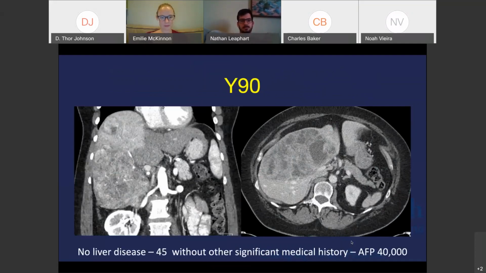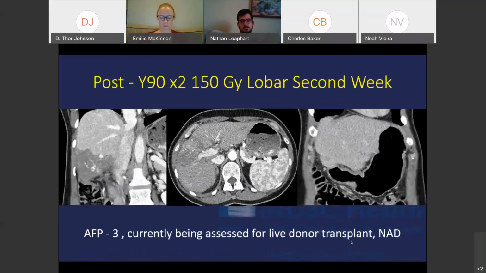And Y90 is a beta emitter, so it only treats exactly where I put the radiation, and it doesn't treat anything else. And I can give a dose that's significantly higher than what the radiation oncologist can give because of this sort of local effect. And actually, this is her, 6 months later, and you can see there's not anything left of this tumor.